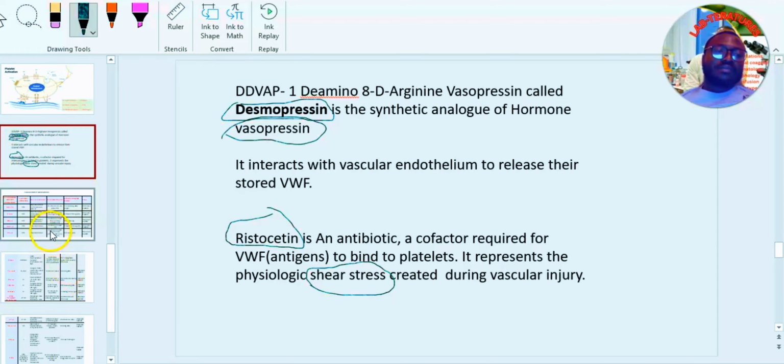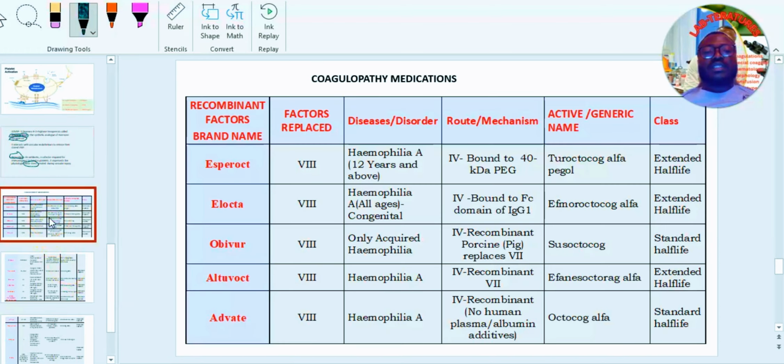I have written a list of the known products, and these are coagulopathy medications that are given for hemophilias and von Willebrand diseases, and any of the factor deficiencies can be engaged, and there are also reversals that are given during treatment. So Esperoct is for factor 8, and this is a clue. Wherever you hear oct, it is 8. So Esperoct, Elocta, Atuvoct, all of them have to do with factor 8.